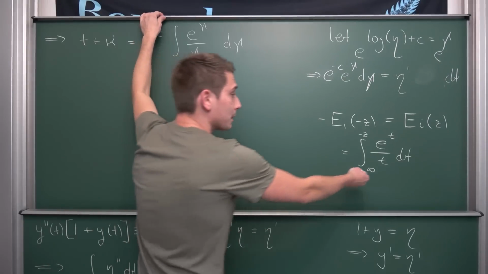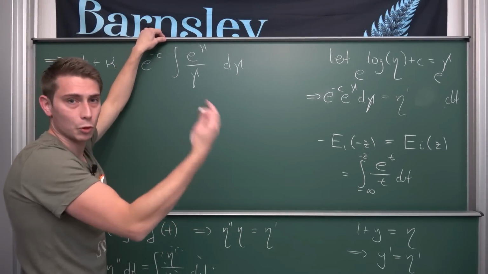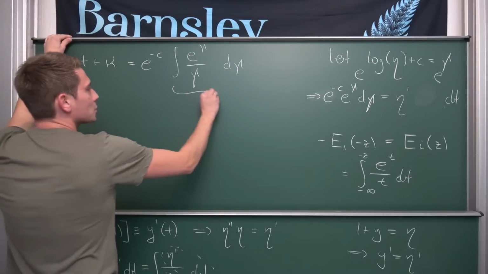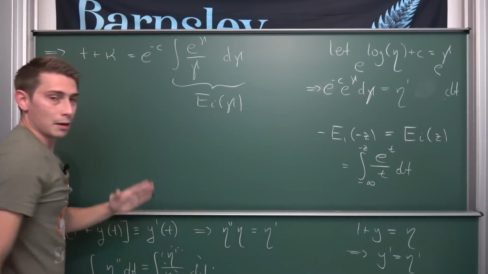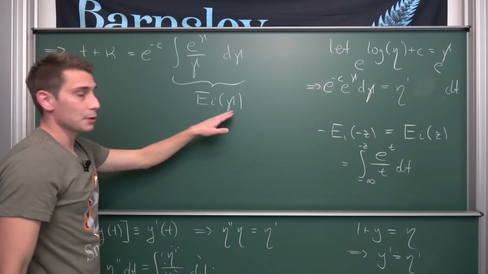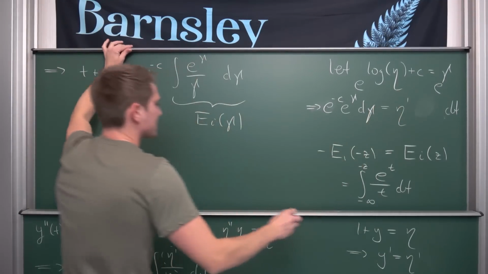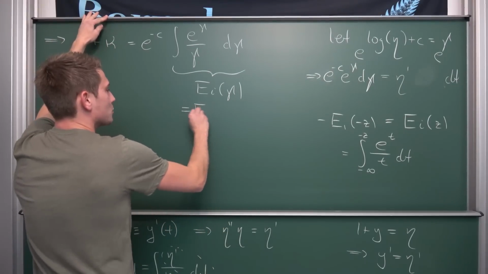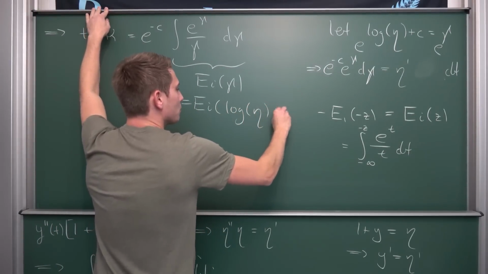And after doing everything, so putting in initial values, etc., you're going to get a more explicit version out on the other side. So what we have here is the exponential integral of gamma. But we can actually go a step further because we know what gamma is. Gamma was exactly log of eta plus c. So this right here is nothing but the exponential integral of log of eta plus c.